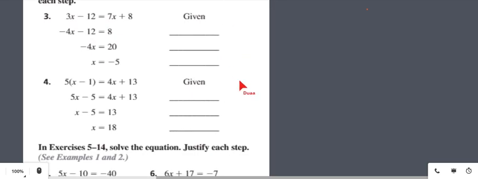Look at question number 3. You have to justify each step. You are given a statement, and from the first statement you get the second statement. But you cannot get this second statement if you don't use some properties of equality. So which properties of equality are you using in each step? What did you do from the first step to the second one?